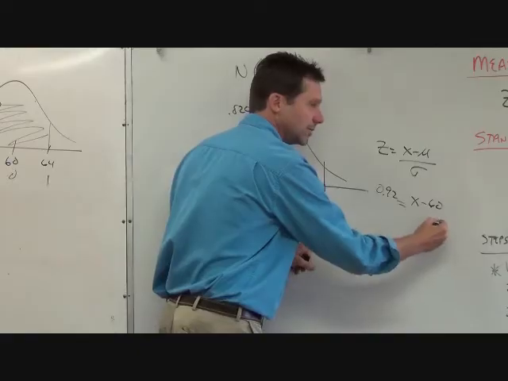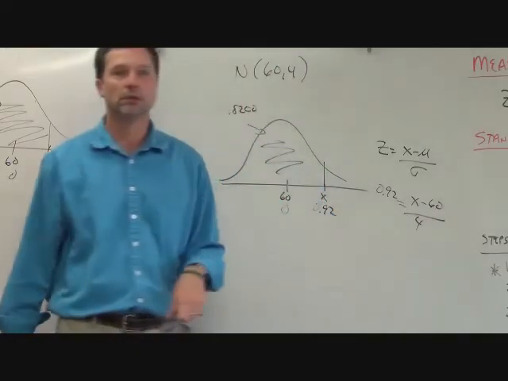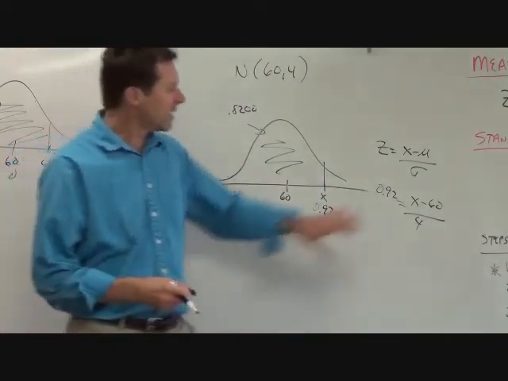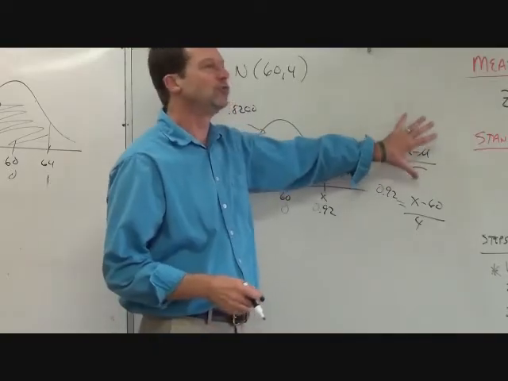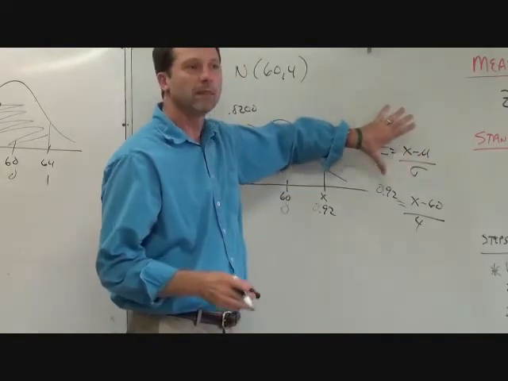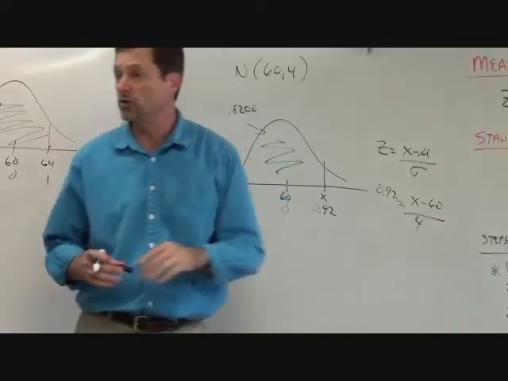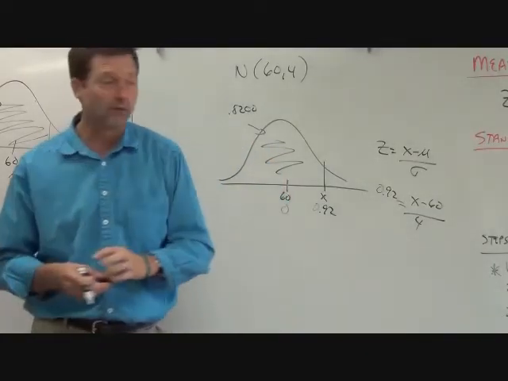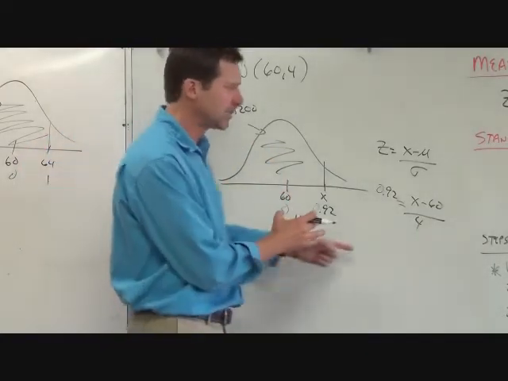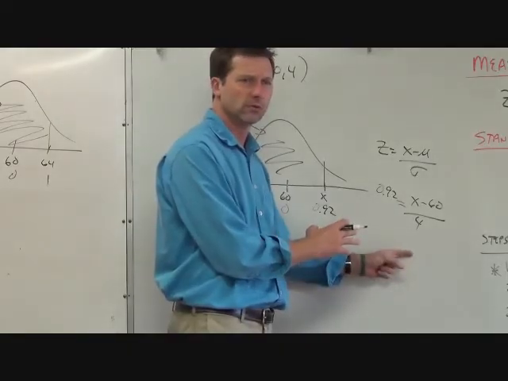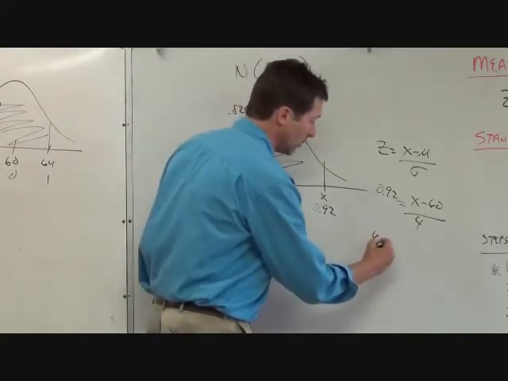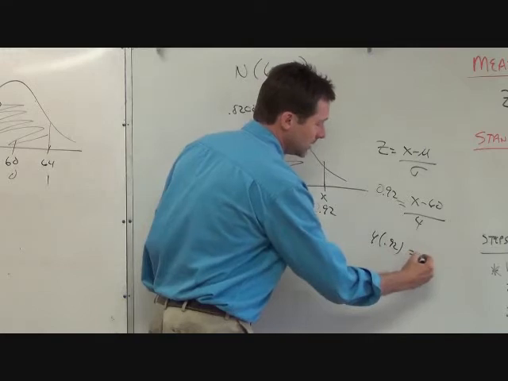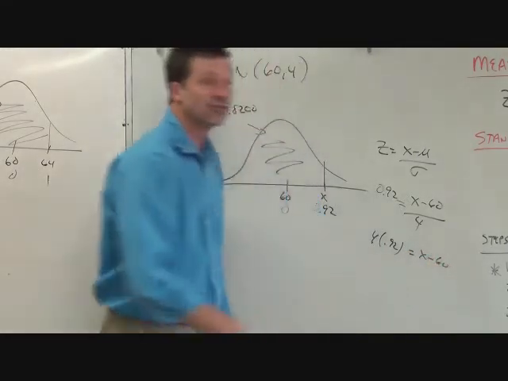And do we know standard deviation? Absolutely. All right, the book kind of manipulates this formula. I don't want you to. Just write the basic formula down and then find the things that you do know, to try to figure out the ones you don't know. All right, a little Algebra 1 problem here. What would I do first? Multiply by 4. So it's 4 times 0.92 is equal to x minus 60, and then add your 60 and you get it.